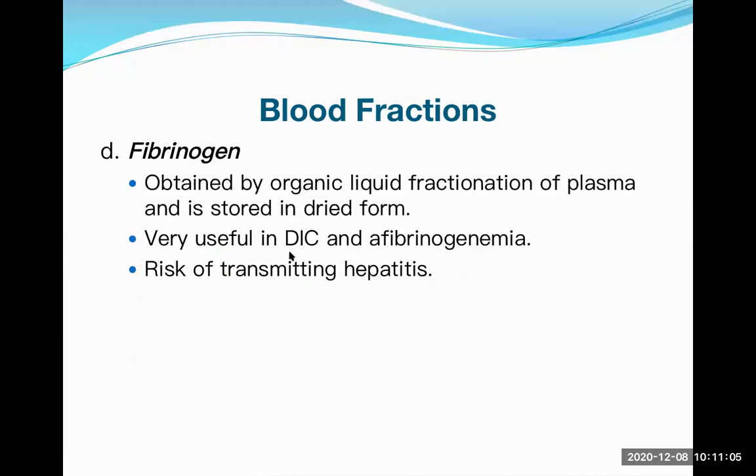In DIC, all clotting factors are utilized, even fibrinogen is utilized. So that develops hypofibrinogenemia in DIC. And this is a congenital problem. There is no fibrinogen at all, so there is a high chance of bleeding. So we need to give fibrinogen from outside. Okay, there is a slight risk of transmitting hepatitis by fibrinogen.